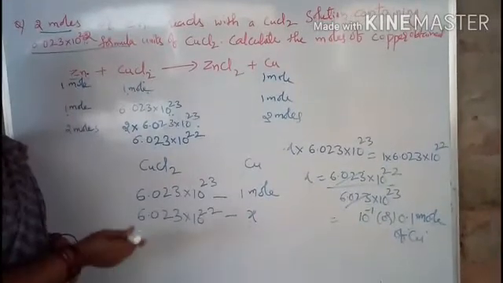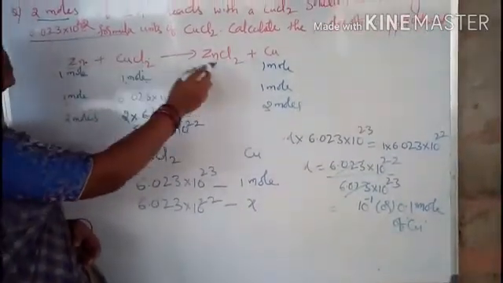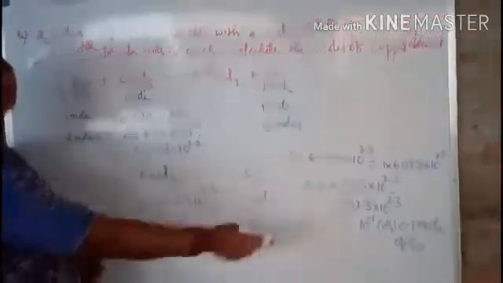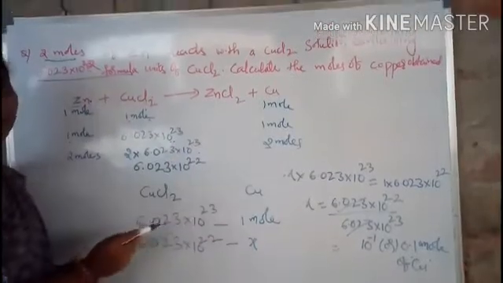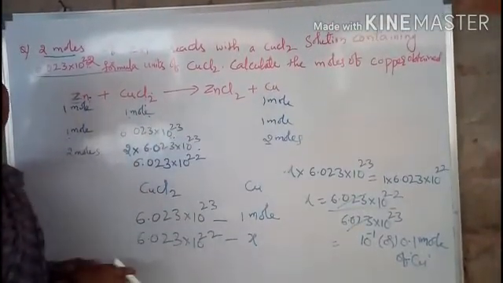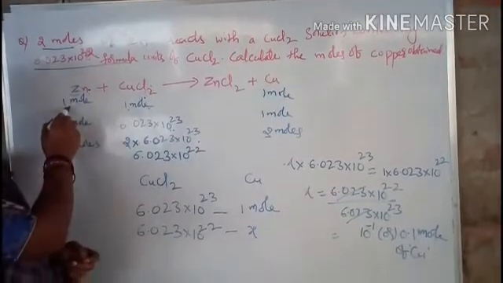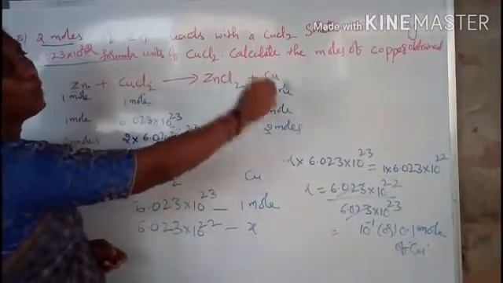So first you have to write the chemical reaction. Zinc plus copper chloride gives rise to zinc chloride plus copper. After writing the chemical reaction, you have to balance it. So it is already balanced. So from this balanced equation, you understand that 1 mole of zinc reacts with 1 mole of copper chloride to give 1 mole of copper.